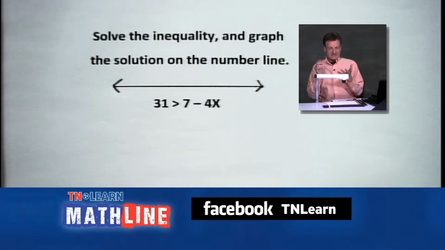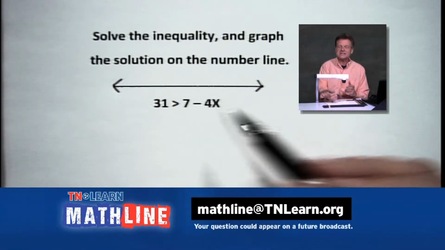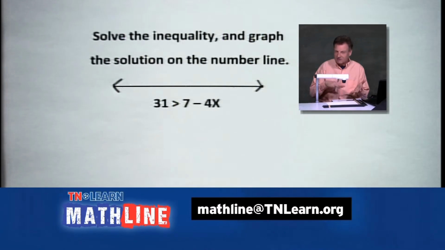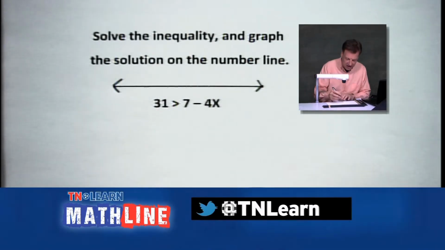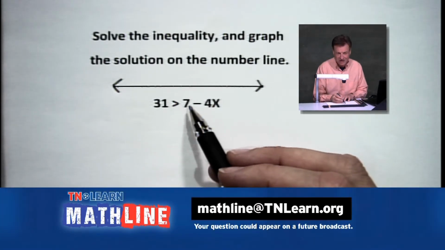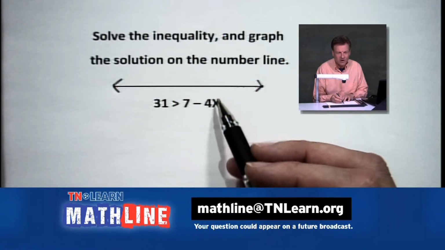Now, I've got a 7, I've got a minus 4x. And I want to get x by itself. So this is one where we've got to just take it step by step. Don't jump the gun. Let's work with this 7 first. Now, by the way, that 7 is positive. Everybody see that's positive? That minus goes with the 4. So that's going to make a negative 4x here in just a second.